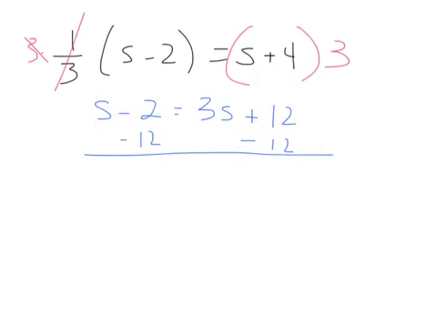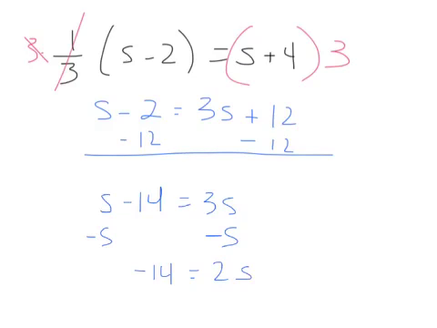All right, so we're left with s minus 14 equals 3s. Move the s over. Negative 14 equals 2s. So s equals negative 7. Okay? Questions on that one before we go on to 28? All right. 28.